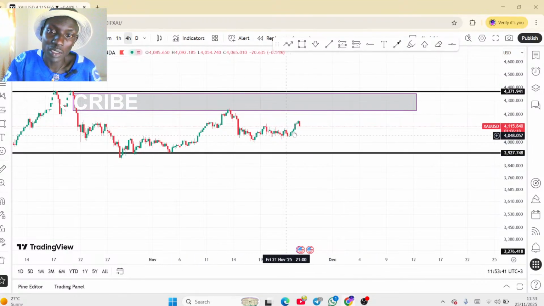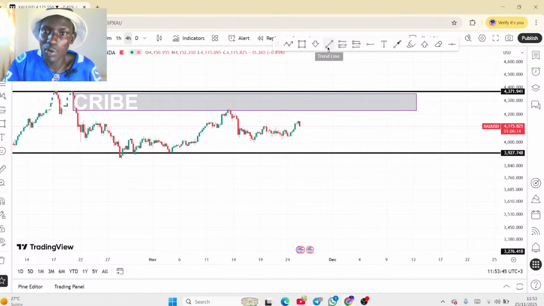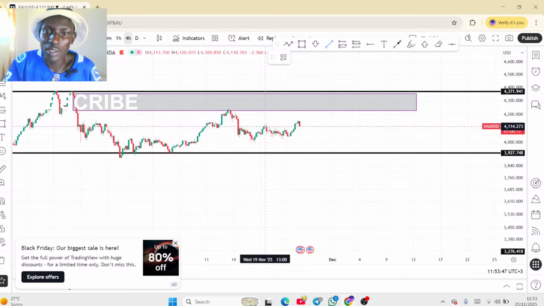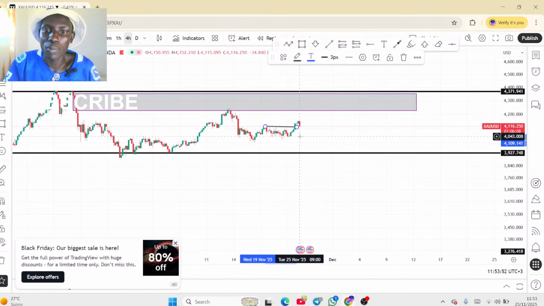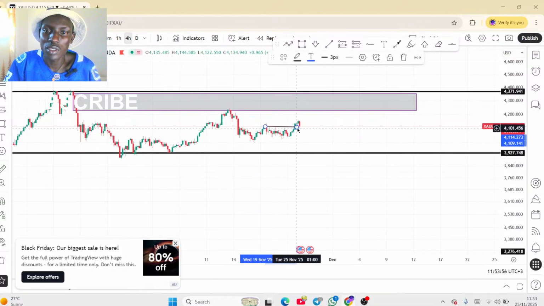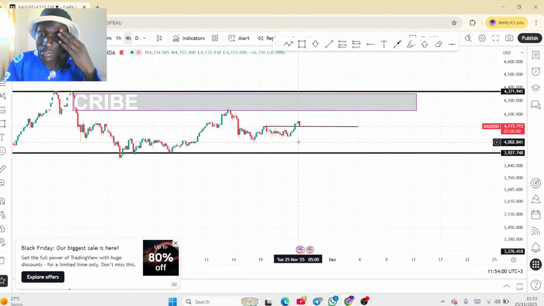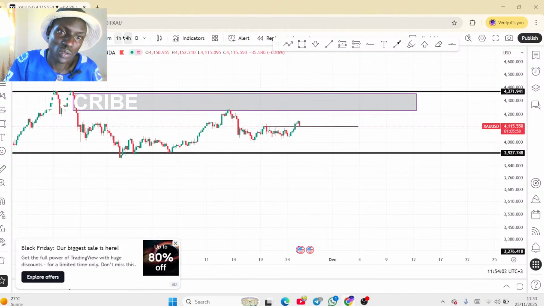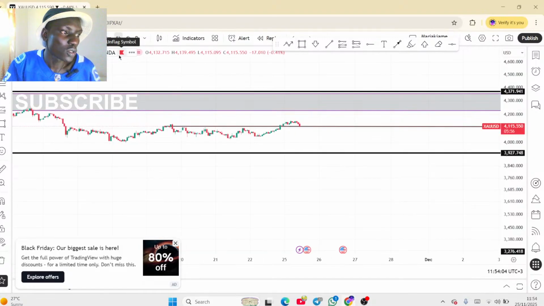So you see the market is dropping. Now this is a zone that we are waiting for to be broken. If it breaks this, then just know we are going for massive sales. This is a zone, guys, that you are seeing right there. Now let's go to the 1 hour time frame.